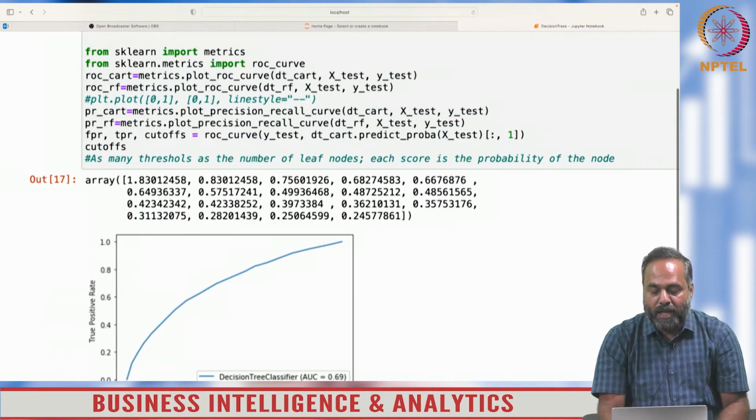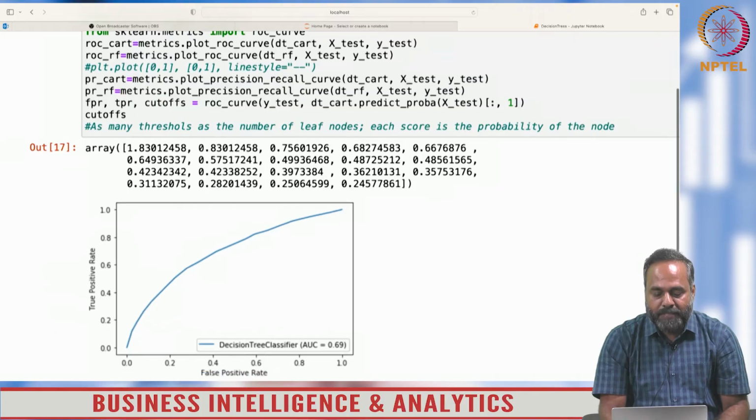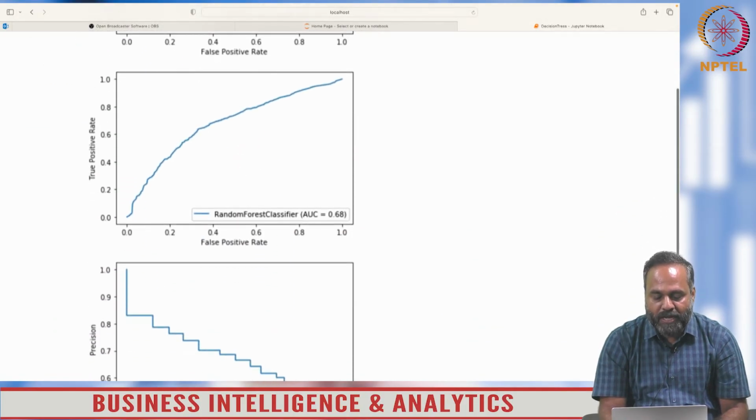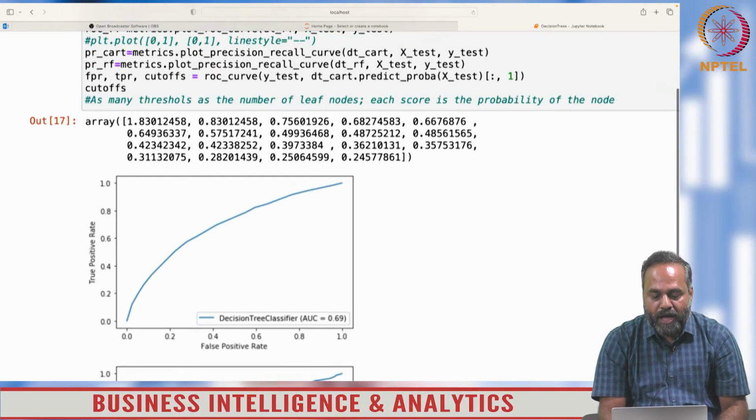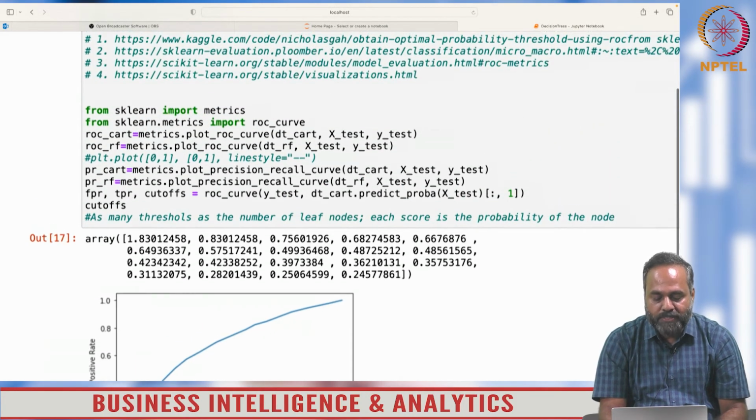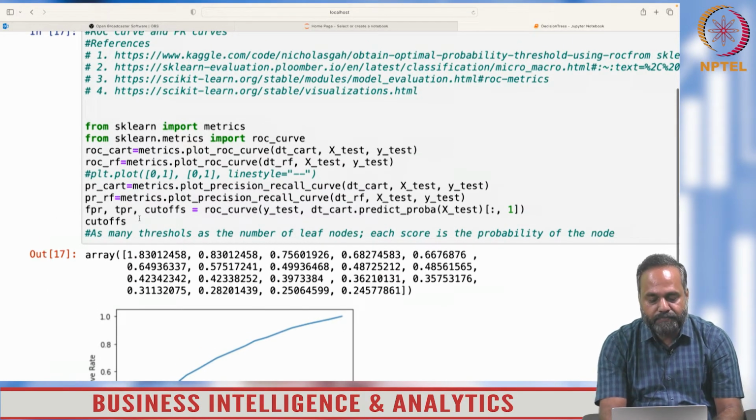Here there are certain outputs. Of course, the graphical outputs are easy to interpret. Before you go to the graphs, I want you to understand what this array displayed here is. The array is one output returned when I executed the function roc_curve(y_test, dtcard.predict_proba(x_test)). Essentially that function returns false positive rate, true positive rate and cutoffs.